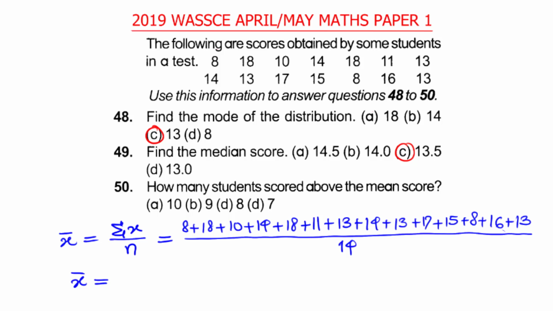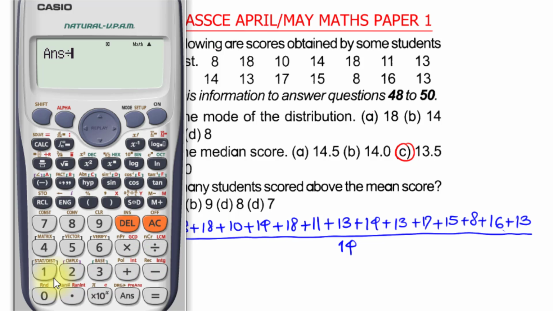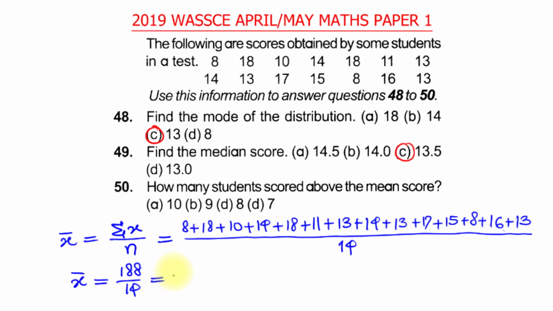So that is 188. So the average value is 188 over 14, and 188 over 14 is, let's say, our answer divided by 14. So that is 13.428571. We can approximate it to 13.43. But nobody asks us to find the average score. They didn't ask us to find the mean score. They were asking us to find the number of students that scored above the mean score.